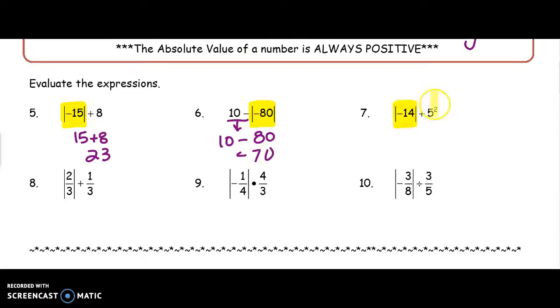Again, look at your absolute value first. The distance from 0 to negative 14 is a positive 14. Then you bring everything else down that you have not yet used. Okay, 5 squared, if we follow order of operations, which if you don't remember, we'll get into in a second. 5 squared is 25. And then 14 plus 25 is 39.